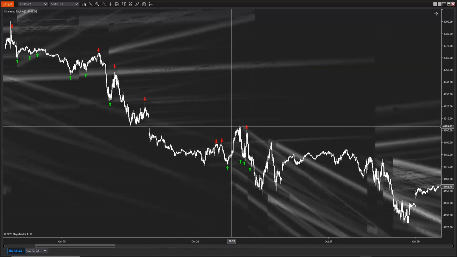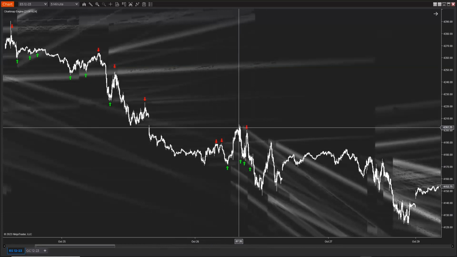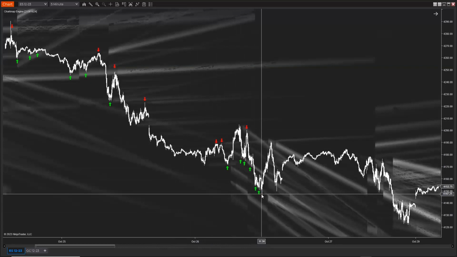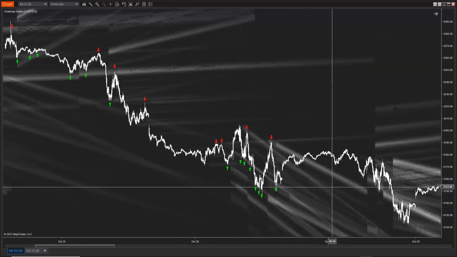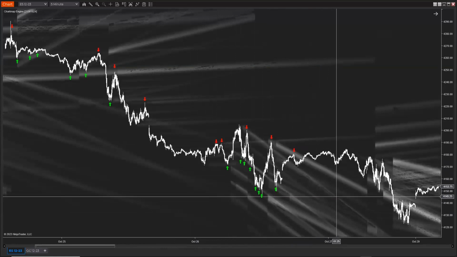It looks like it hadn't quite started printing, so it didn't give us this high. It gave us these lows. It gave us this high and this low. It gave us this high. It was a little bit shallow right here. We break through.